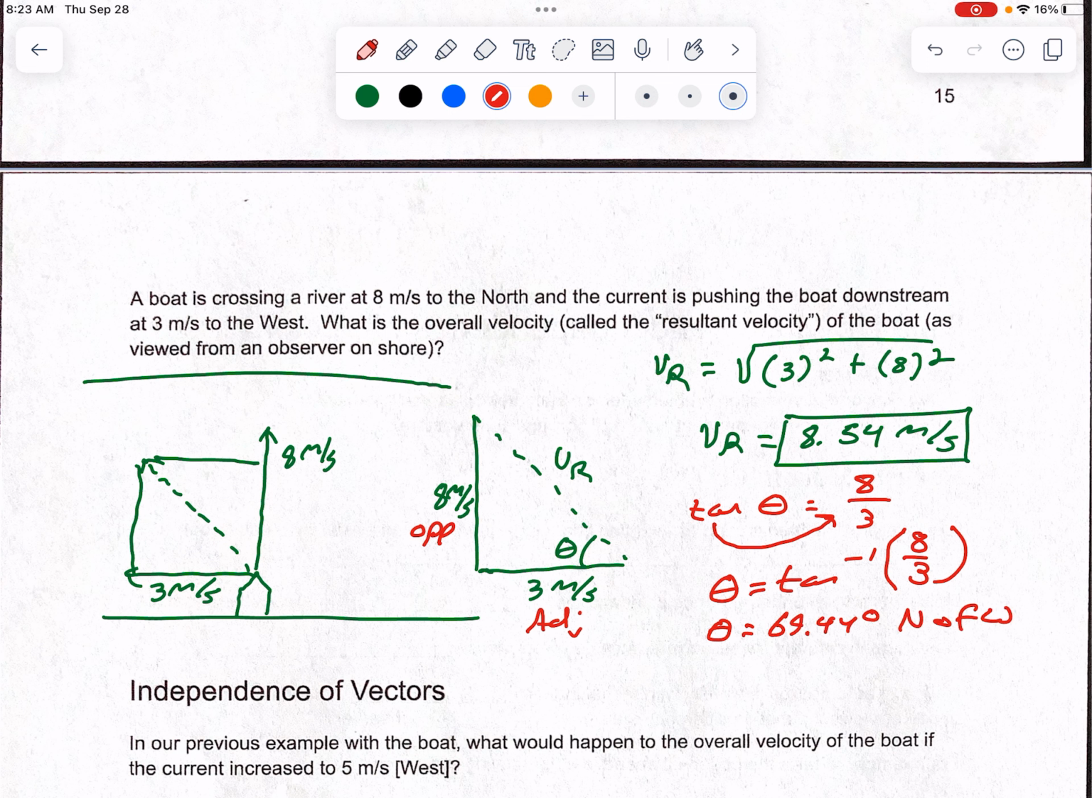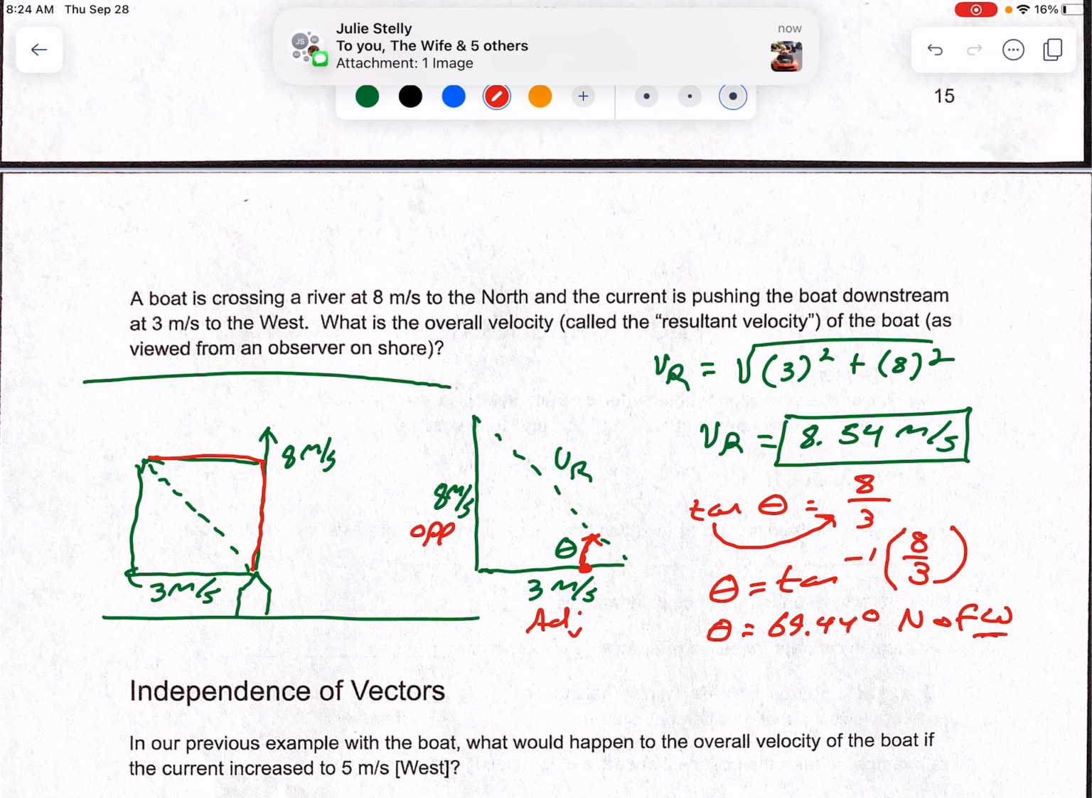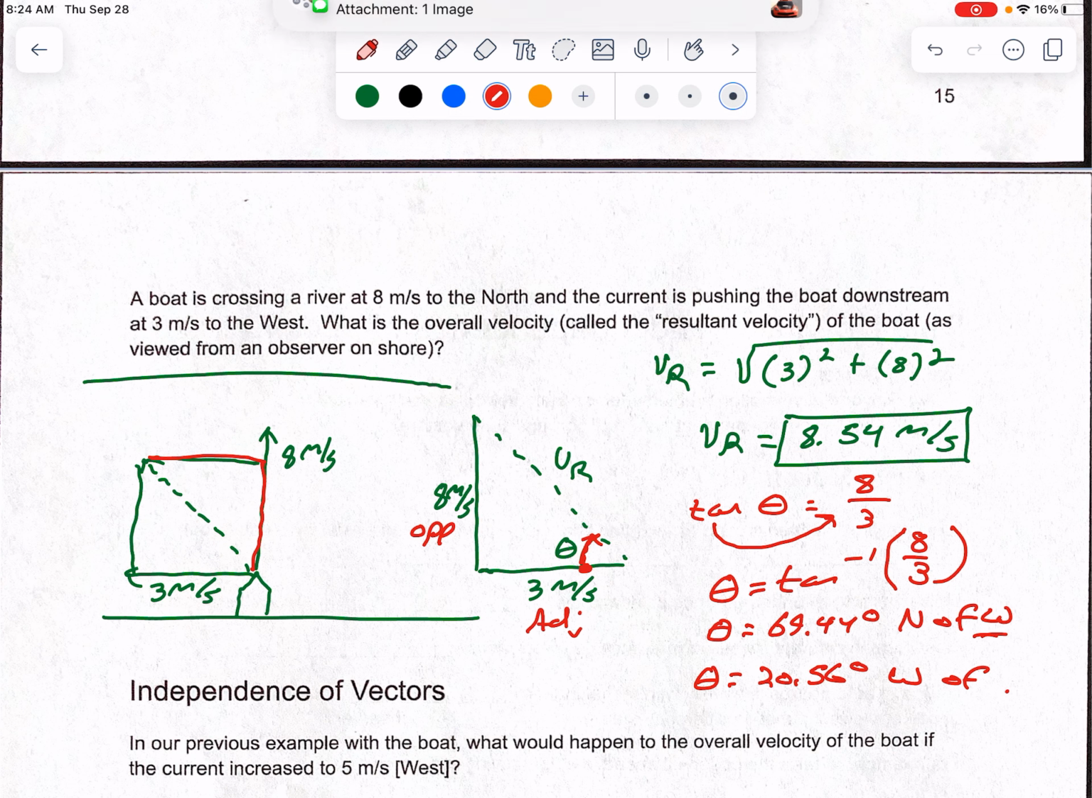Now, the reason why it's north of west is it's touching my west line, okay, and then going north of it. So whichever line it's touching, that's the last letter. So if it's touching west, that's the last letter. Now if you drew your triangle the other way, say your triangle went up and then to the left, your angle is going to be different. Your angle would be 20.56 degrees west of north. So again, we'll accept either one of those, it's fine.